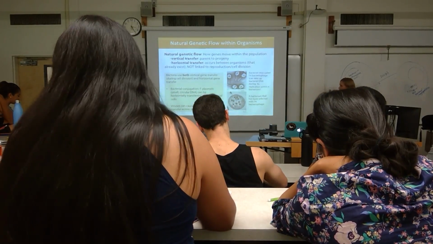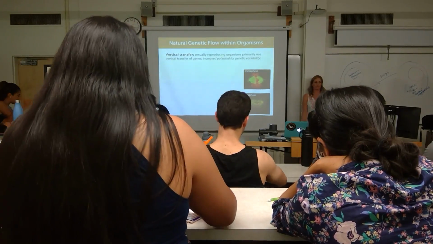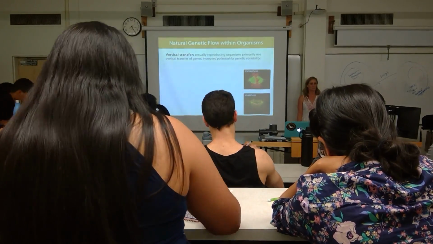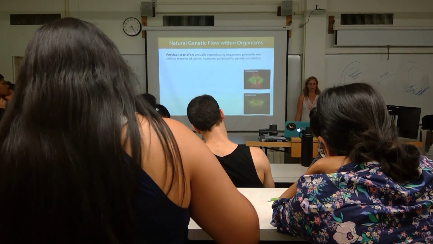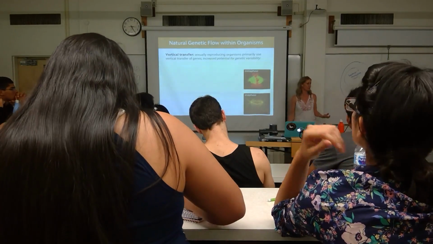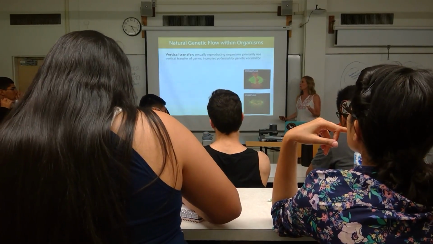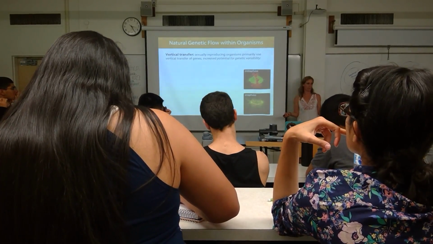All right. So vertical transfer in sexually reproducing organisms, when we produce offspring, by and large, we are using vertical transfer, right? And the vertical transfer that sexually reproducing organisms use allows for increased potential genetic variability.